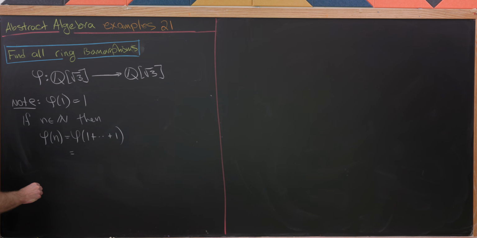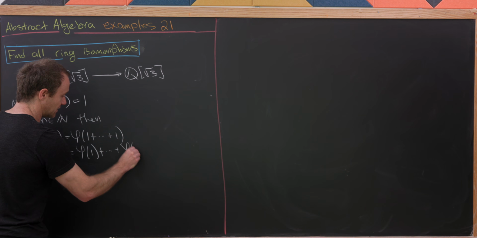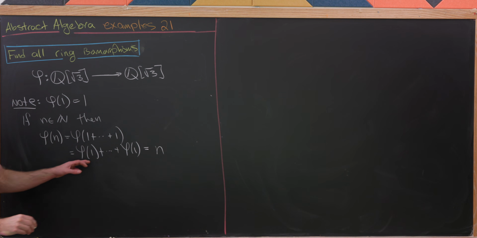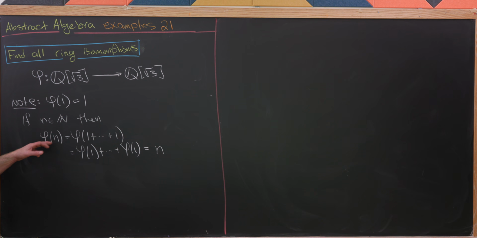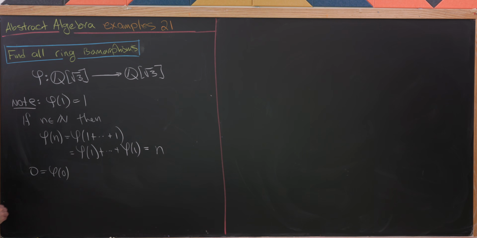But since we have a ring homomorphism, that's phi of 1 added to itself n times, but that's exactly equal to n, because each of those phi of 1s is equal to 1. So in other words, phi is the identity map, at least on the natural numbers. And then let's also notice that phi of 0 must be equal to 0. That's because the additive identity has to be mapped to itself inside of a ring homomorphism.